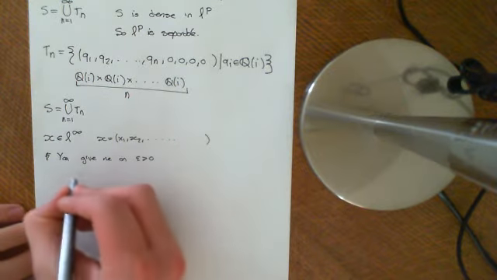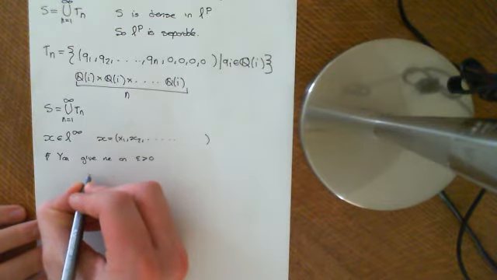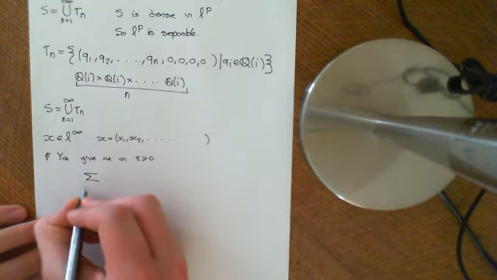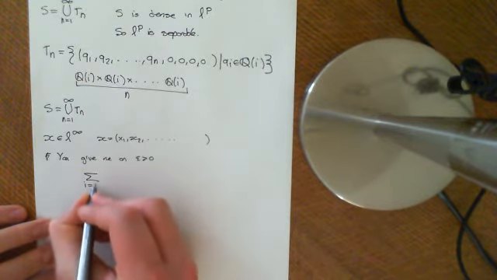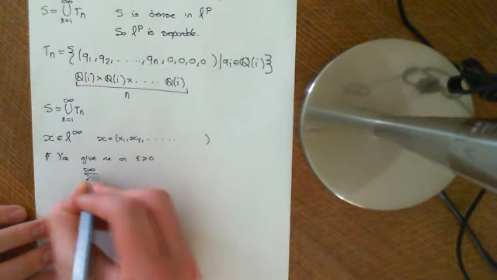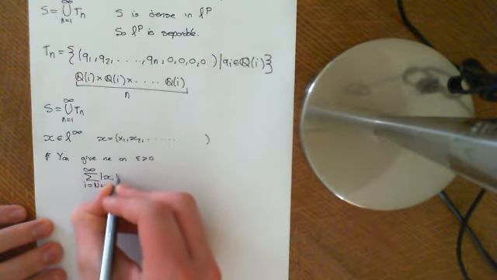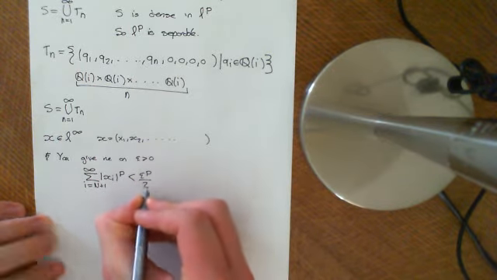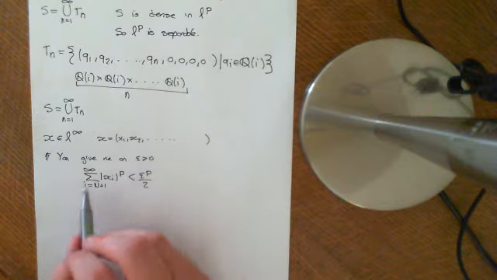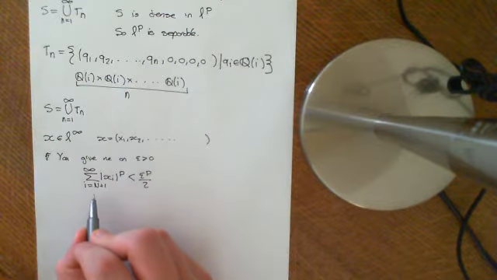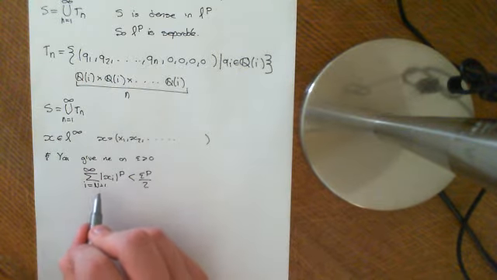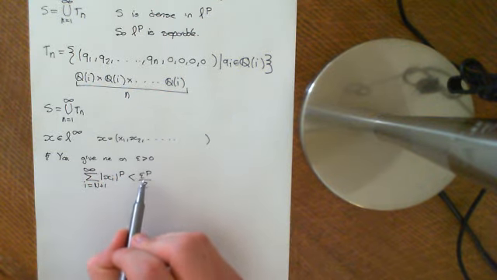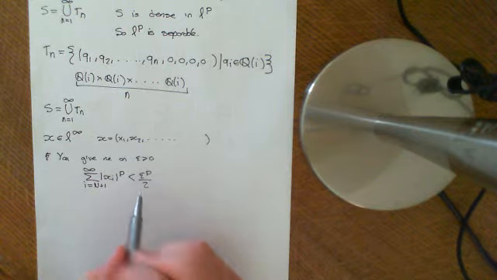So I say, if you want me to do this, I will find you a big N where the sum from i equals N plus 1 to infinity of the modulus of xi to the power of p is less than epsilon to the power of p over 2. Once you've given me the epsilon, I find you a big N, an element of the natural numbers, such that after that big N, the tail end of this series sums up to less than epsilon to the power of p over 2.